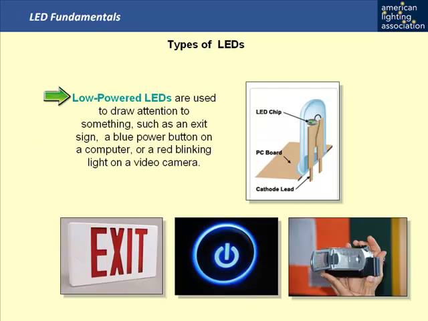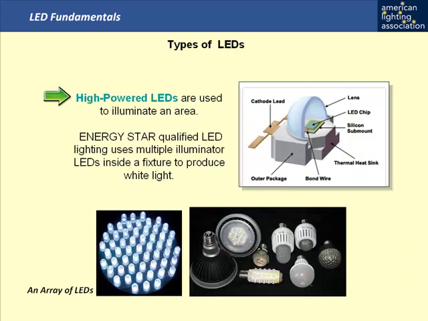There are two main types of LEDs, and these are defined more by how they produce light. Low-powered LEDs are the ones that we've been using for perhaps decades. These are designed to draw attention to something. They don't emit much light, but they're used in things like exit signs, for example, the blue power button on a computer, or say the red blinking light on a video camera. And many times inside of our car, especially newer automobiles, most of the lighting inside of the car is actually created by LEDs.